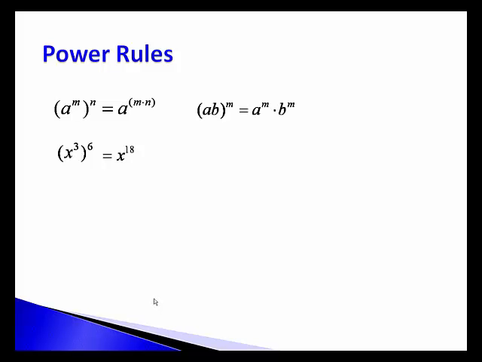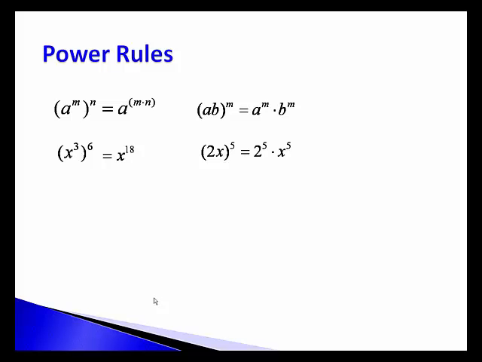Let's continue with another power rule. This time I have a times b raised to a power, and this rule gives me the right to break that apart into 2 pieces, both of which are raised to the m power. Here's how it looks. If you have 2x raised to the 5th power, you have the right to break that apart into 2 to the 5th power times x to the 5th power.